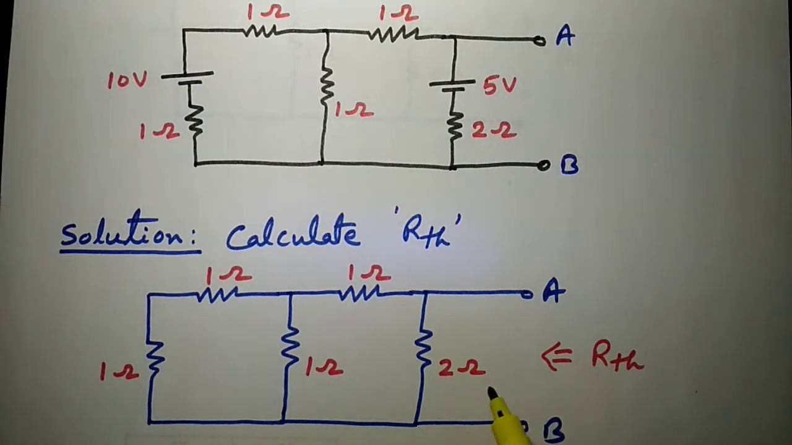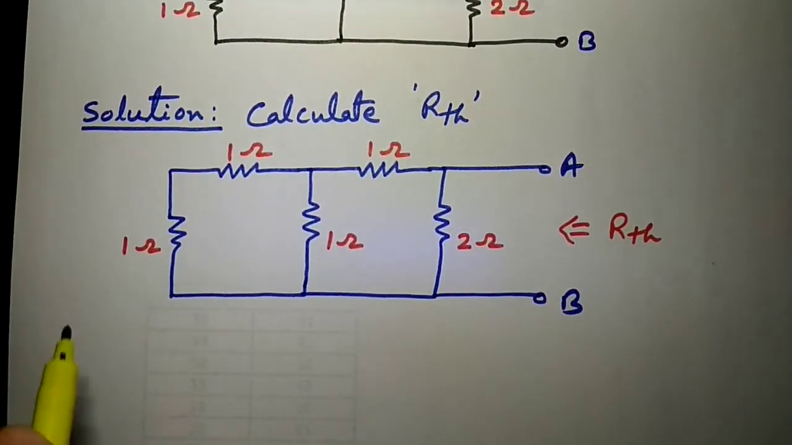So from this side we can see that 1 and 1, these two resistances are connected in series. With this combination, this 1 ohm resistance will be connected in parallel. Then their combination will be connected in series with this 1 ohm resistance, and finally this part will be connected in parallel with the 2 ohm resistance.